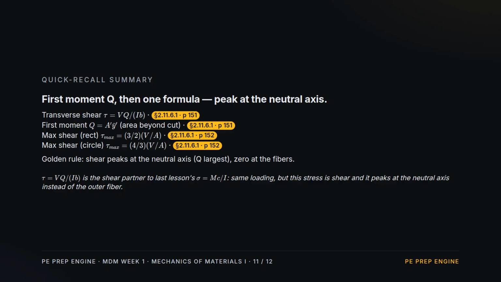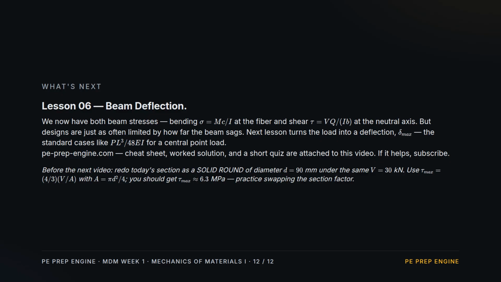Quick recall. Transverse shear stress is VQ over IB. The first moment Q is the area beyond the cut times its centroid distance from the neutral axis. For standard sections, use the shortcuts. 3/2 V over A for a rectangle, 4/3 for a solid circle. Golden rule: shear peaks at the neutral axis where Q is largest, and it is 0 at the top and bottom fibers.